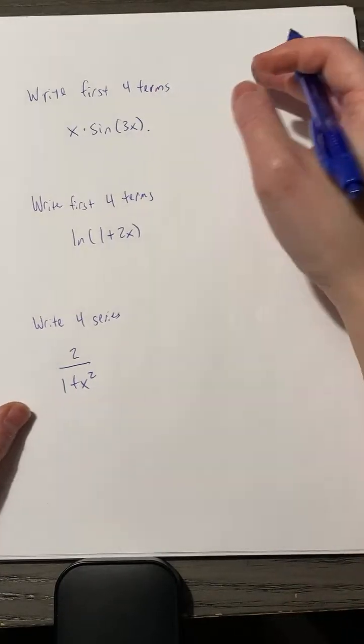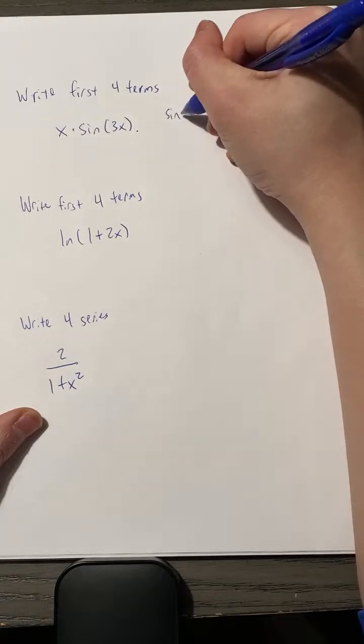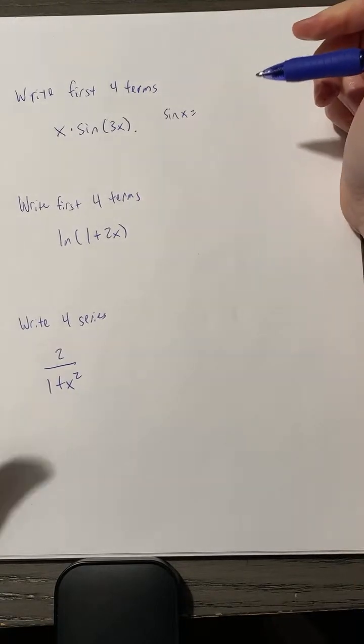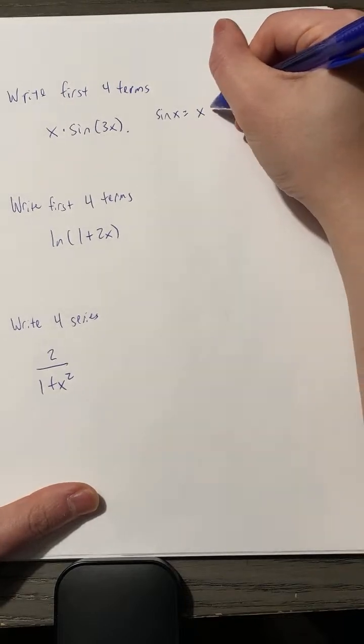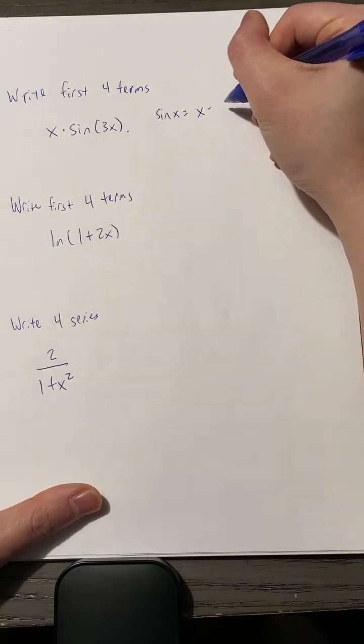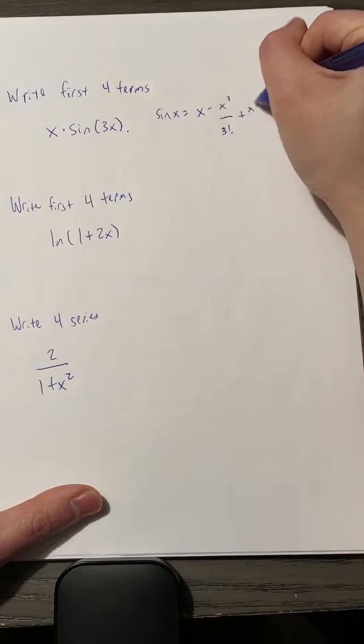So, x sine 3x. The first thing you do is write out the Taylor series for sine of x. Sine of x is an odd function, so it starts with x minus, and then it's all alternating, with all the odd powers. So it looks like this.